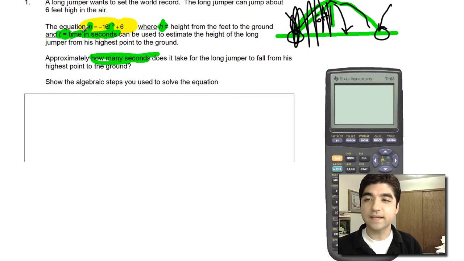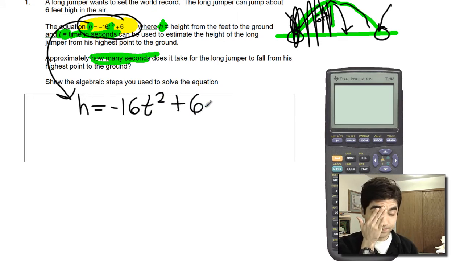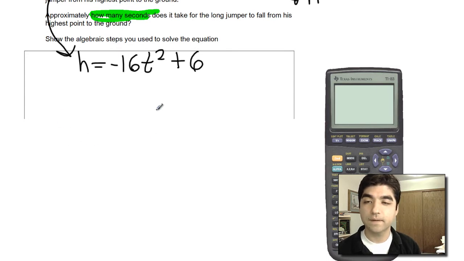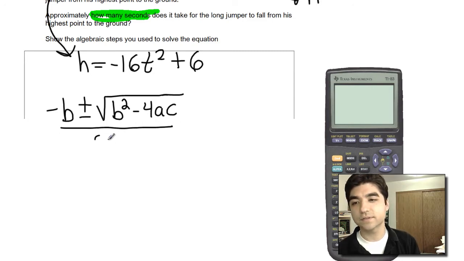So how you find that is you take this equation here and you rewrite it down here. So h equals negative 16t squared plus 6. Okay. Now you need to use something called the quadratic equation. The quadratic equation works like this. Maybe I should just write it first. Negative b plus or minus the square root of b squared minus 4ac, all over 2a.